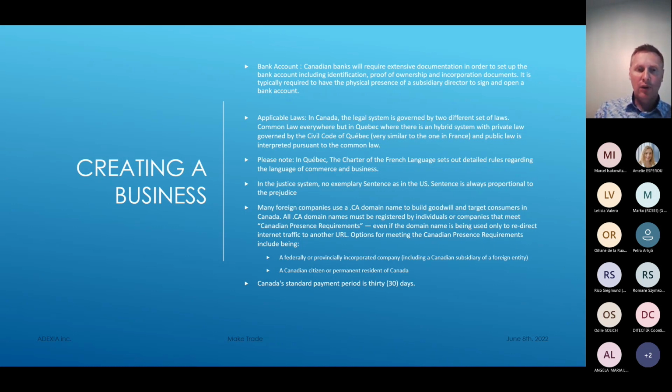Just a quick note about websites and .ca domain. To be able to use a .ca domain, you need to have some type of activity or presence in Canada. You cannot just decide from somewhere in the UK or Sweden to open a .ca website without having any type of presence in Canada.